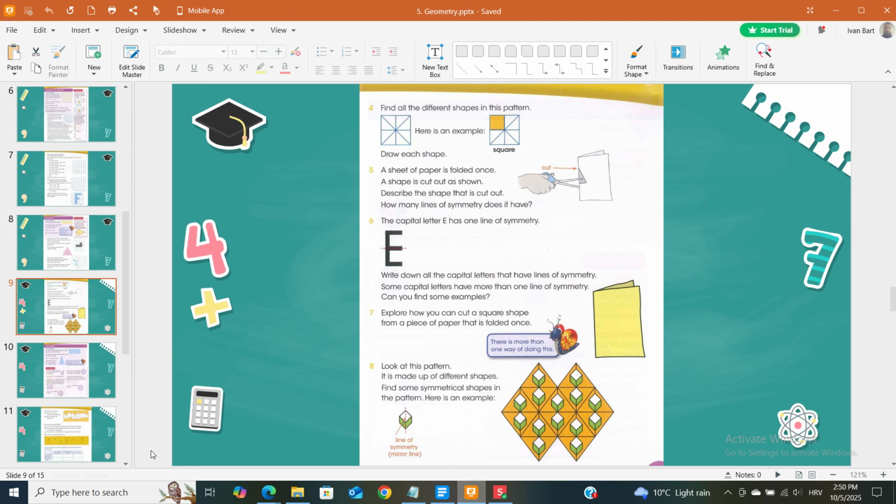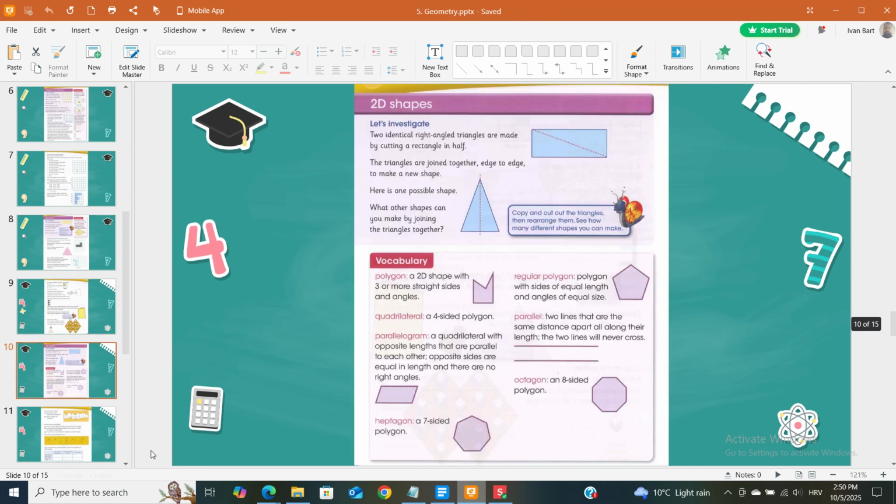8. Look at this pattern. It is made up of different shapes. Find some symmetrical shapes in the pattern. Here is an example. Line of symmetry. Mirror line.